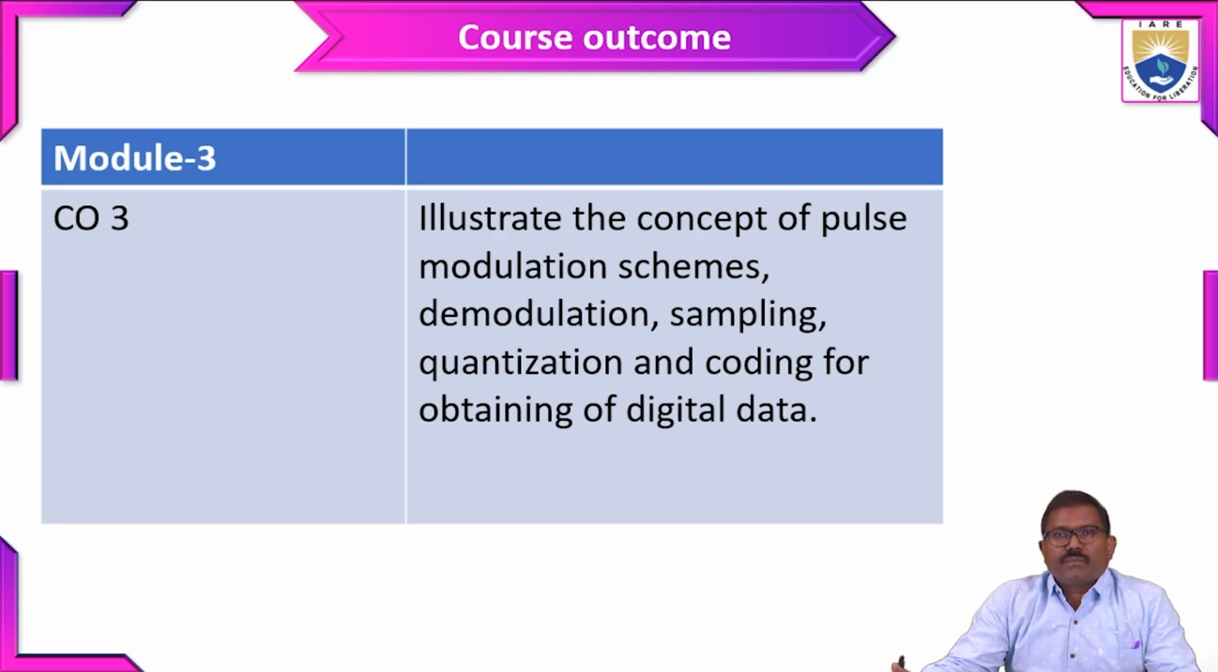PCM is covered in module 3, which is covered by CO3, course outcome 3. Course outcome 3 states: illustrate the concept of pulse modulation schemes, demodulation, sampling, quantization, and coding for obtaining digital data. This outcome explains how to convert an analog signal into a digital one, and what steps are involved. Previously we discussed modulation, demodulation, sampling, and quantization in theory, and also covered problems on sampling and quantization. Now we are going to solve the problems on pulse code modulation.